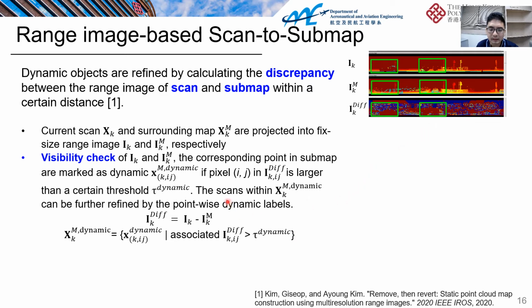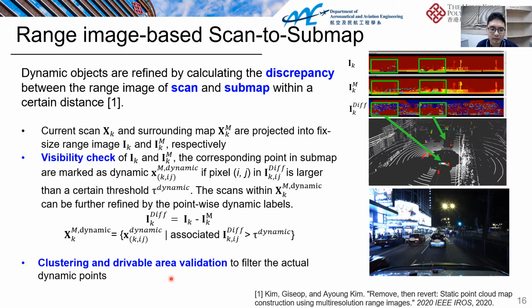Later, the scan is registered in the submap, and we further refine it with pointwise dynamic labels. But we also know that we will have some false labels, so we use clustering and drivable area variation to further filter the actual dynamic points, here and here and here.